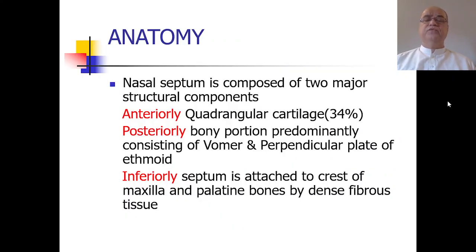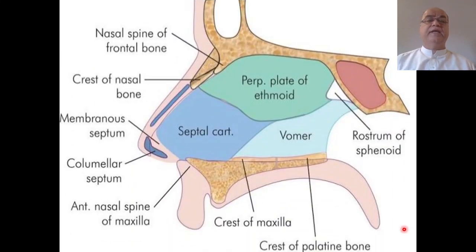Nasal septum, as we know from our anatomy knowledge, is composed of an osseo-cartilaginous framework. Anteriorly is septal cartilage, which forms almost 1/3 of this framework, which we call quadrangular cartilage. Then posteriorly is the perpendicular plate of the ethmoid, and postero-inferiorly is the vomer, and the septum is attached to the crest of maxilla and palatine bones.